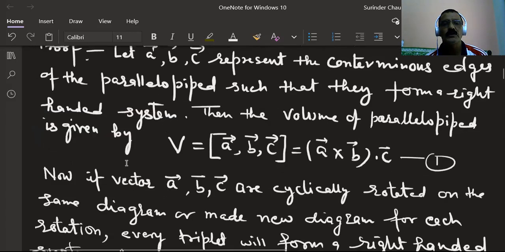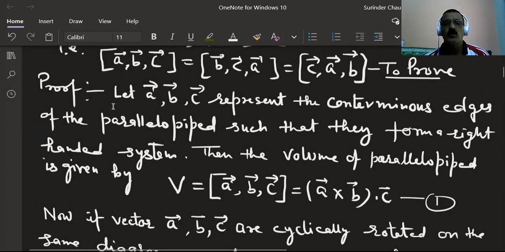Proof for this is, let us suppose A, B, C represent three vectors with conterminous edges of the parallelepiped such that they form a right-handed system. Then the volume of the parallelepiped is given by V is equal to the scalar triple product of ABC, written as A cross B dot C.